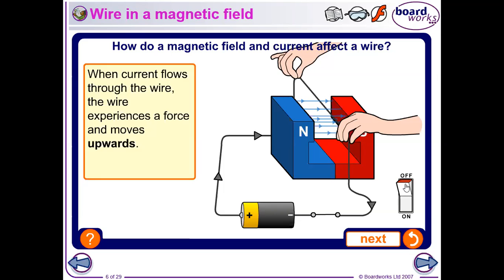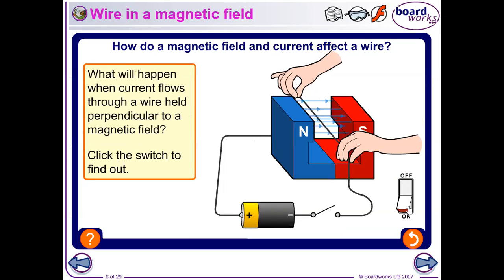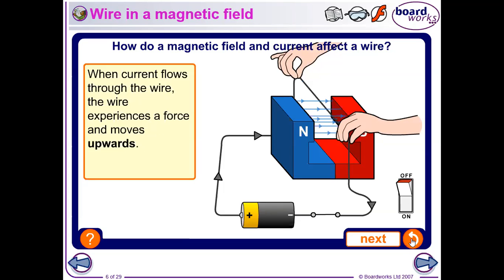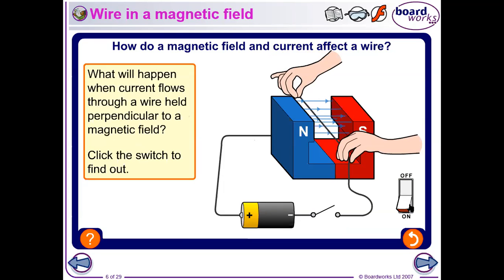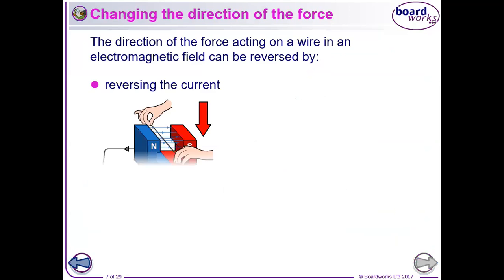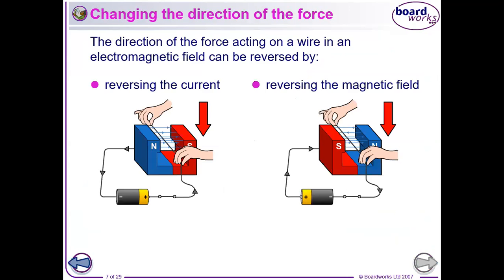If we press this switch here, there you go, you can see that we've got movement. So we can actually determine that movement by the direction of the current, the direction of the magnetic field.